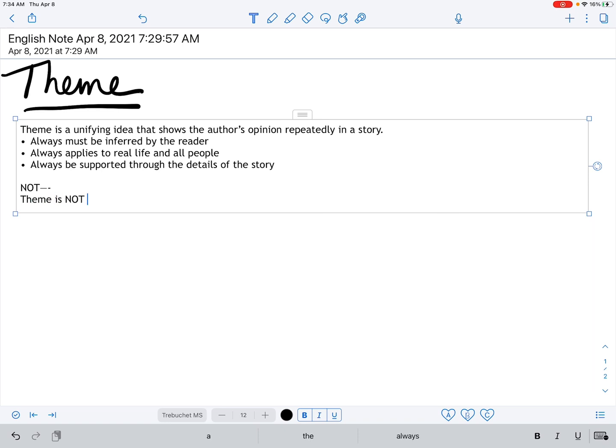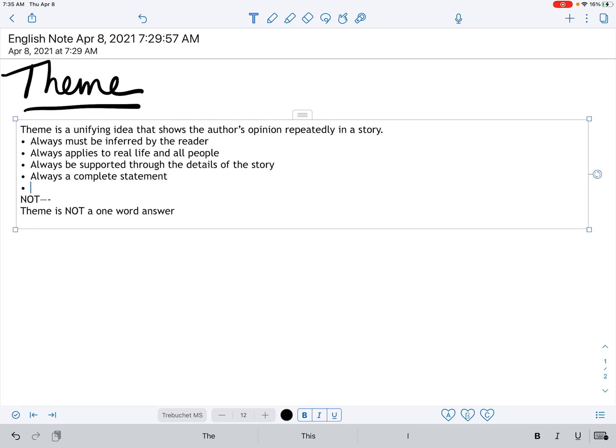Theme is not a one-word answer. We have something called a theme topic, which can be one word, but an actual theme is a statement. So let's add that up here. Always a complete statement. Okay? So theme is not a one-word answer. That's a theme topic, which is something a little bit different. It is not directly stated. We already talked about that. You always have to infer.